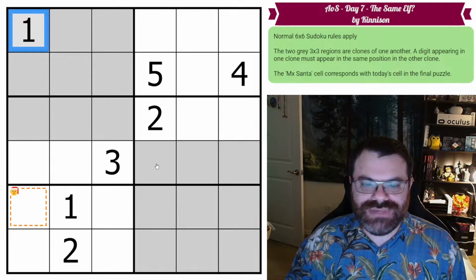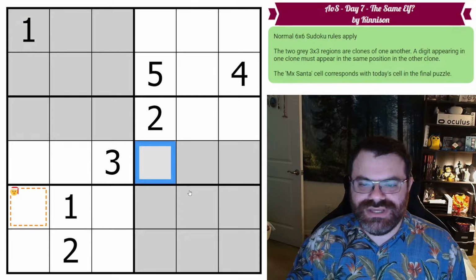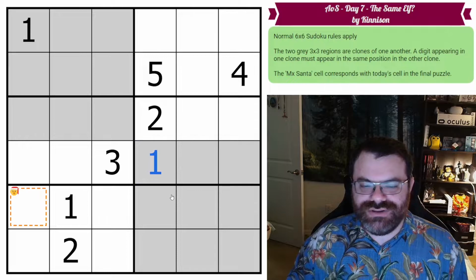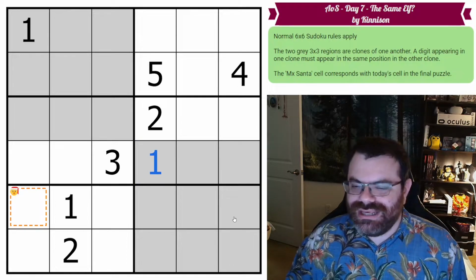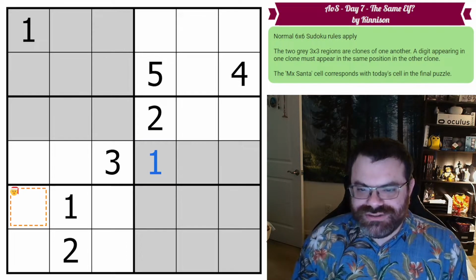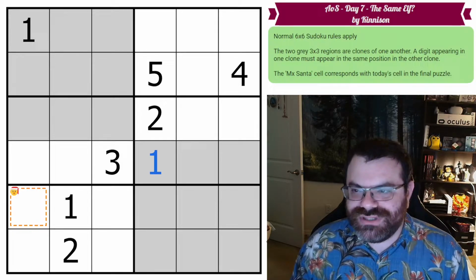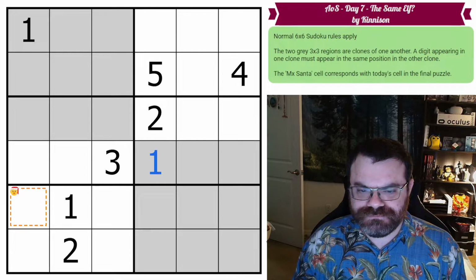So I think the good example here is just using this given one here. It means that we have to also have a 1 here. So that's probably there to demonstrate how clones work. So why don't you give the puzzle a try yourself and come back here and watch me solve it. So I'm going to start now.